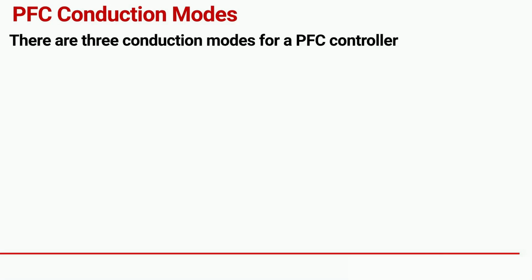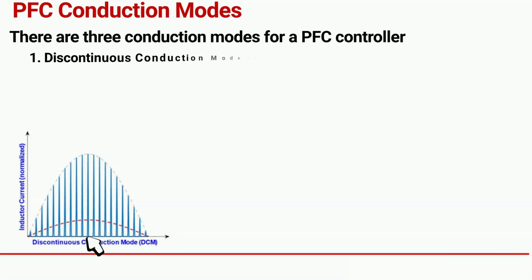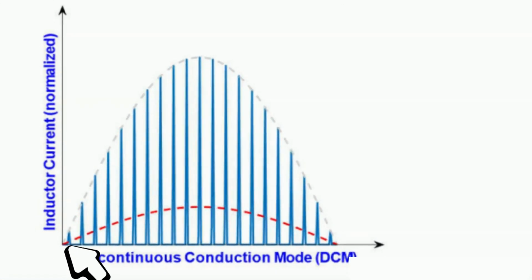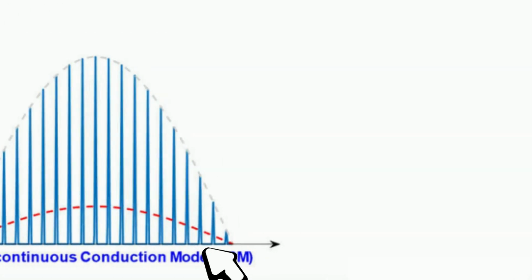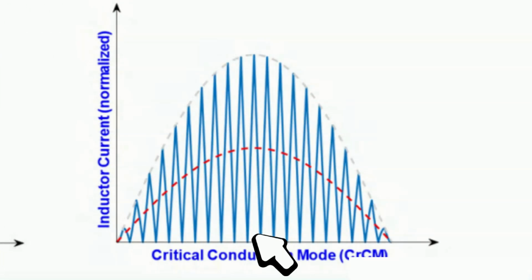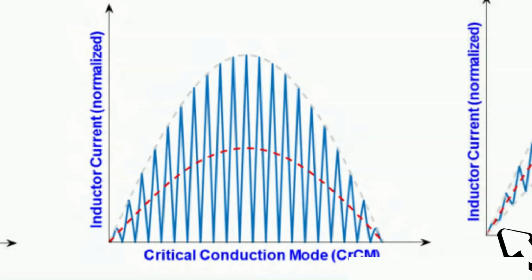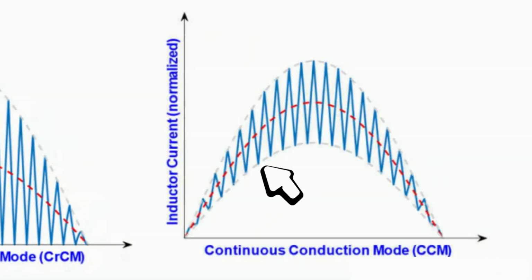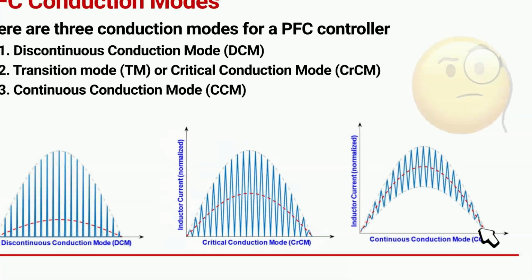When discussing PFC, there are 3 conduction modes to be aware of. This helps to better pick the right controller for a given application or power level. In discontinuous conduction mode, or DCM, the inductor current goes to 0 every switching cycle. In transition or critical conduction mode, the inductor current just gets to 0 before the next switching cycle. And finally, there is continuous conduction mode, or CCM, where the inductor current never goes to 0.